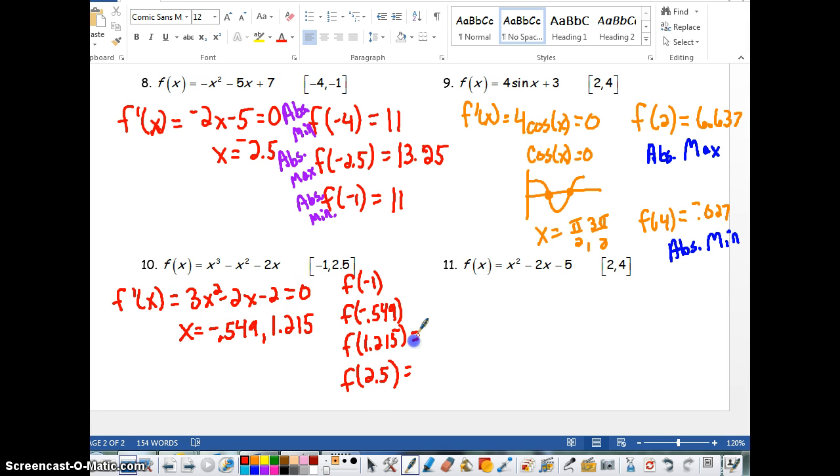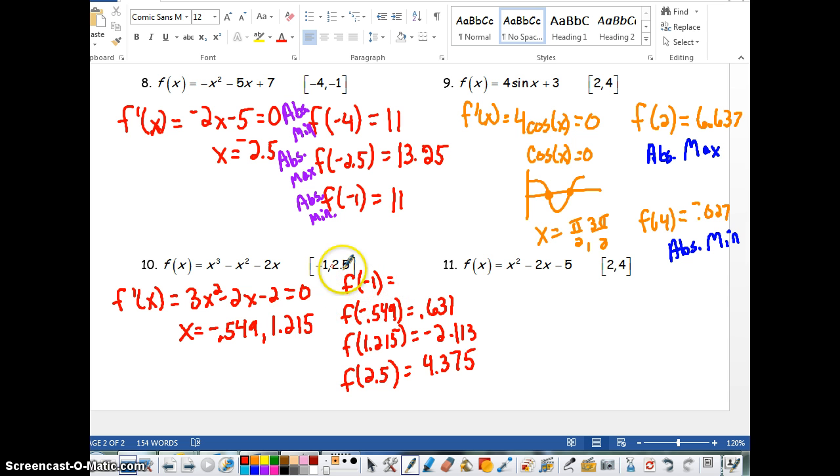So again, I take these and I plug these into the original. And when I do so, when I plug in my -1, I actually don't have that in front of me. I have my negative 0.549 is 0.631. My 1.125 is negative 2.113. And you take 2.5 and plug that in, and I have that as 4.375.